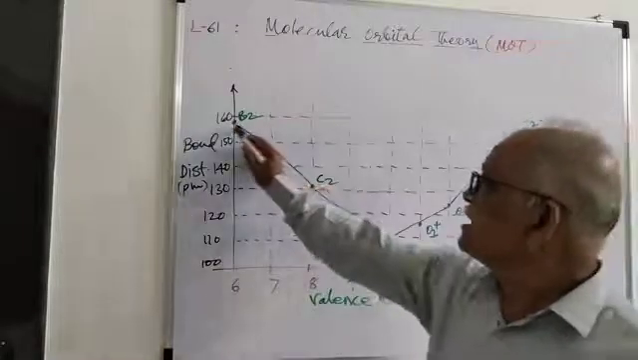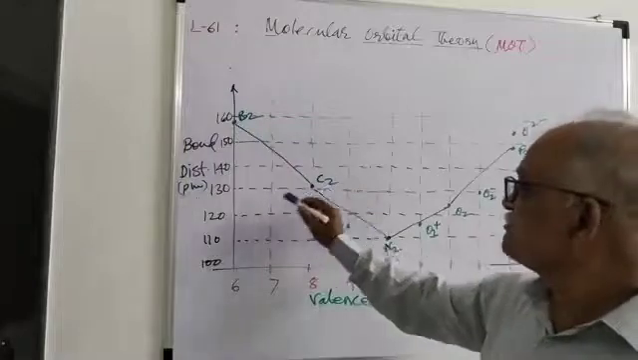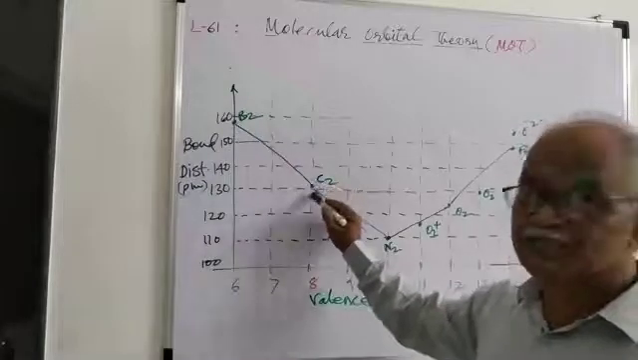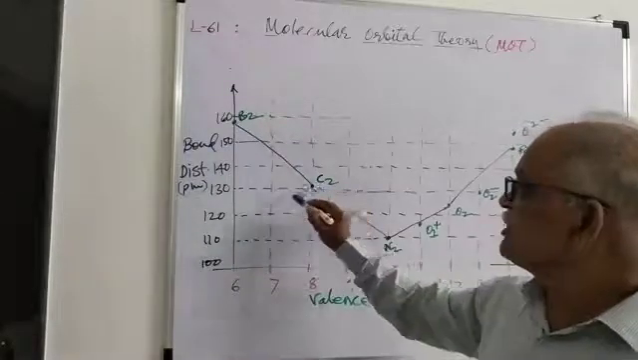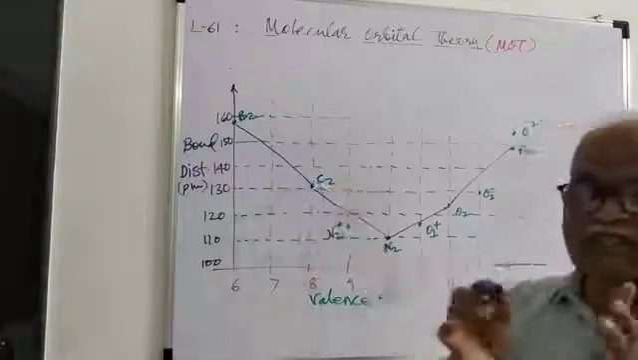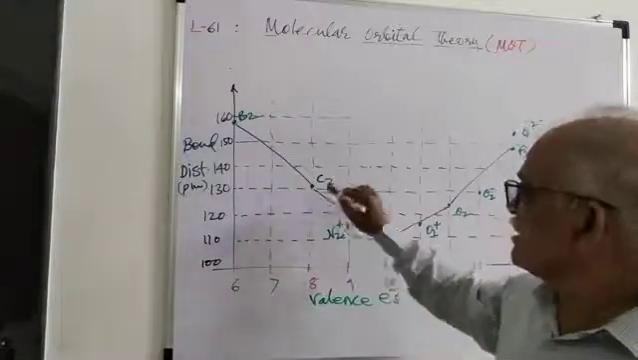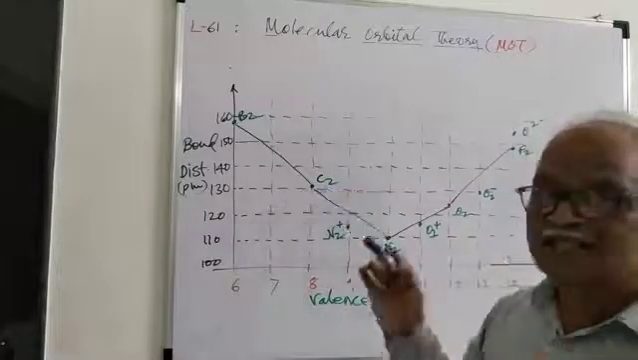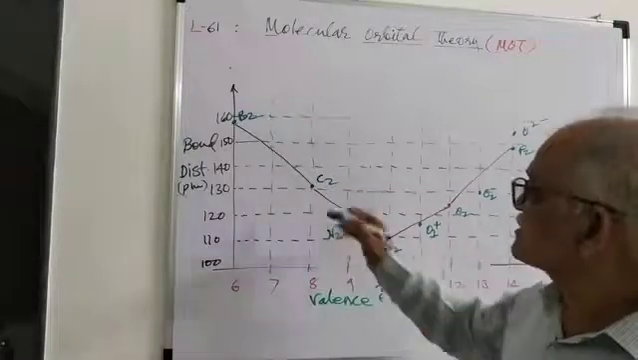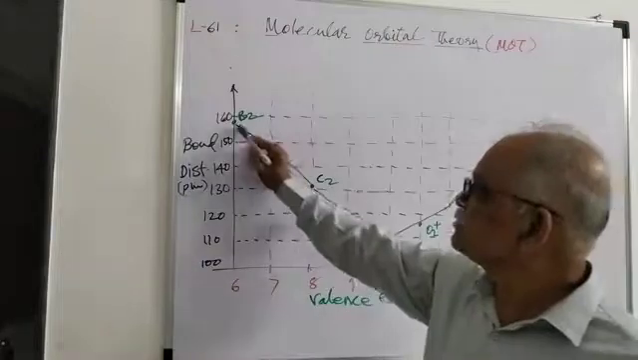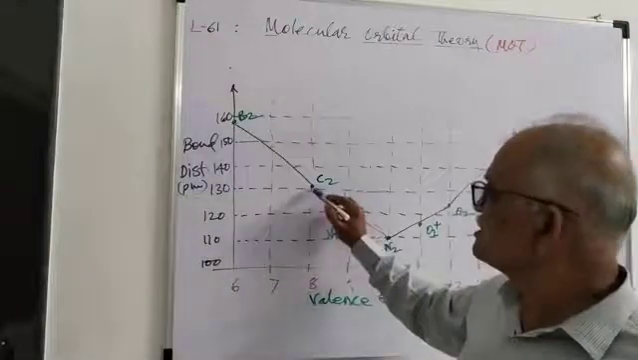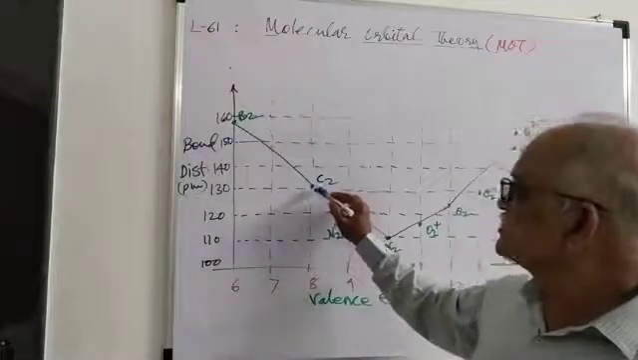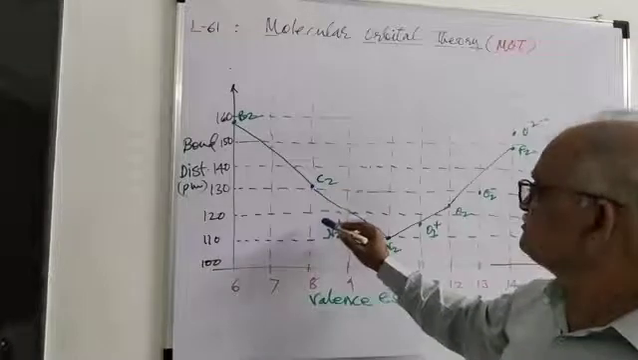So as we move from B2 to C2, the nuclear charge increases, as a result of which the valence electrons are brought much closer. Similarly, the bond order increases, as a result of which the bond distance decreases. So you will find that compared to B2, the bond distance is about 132 pm here.